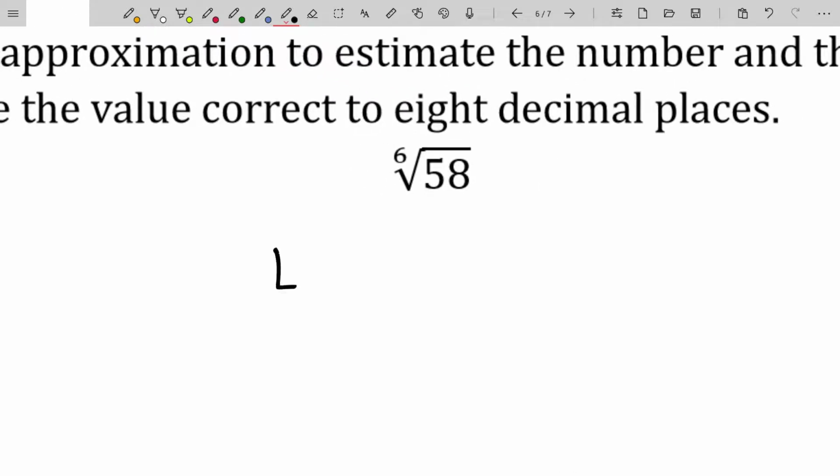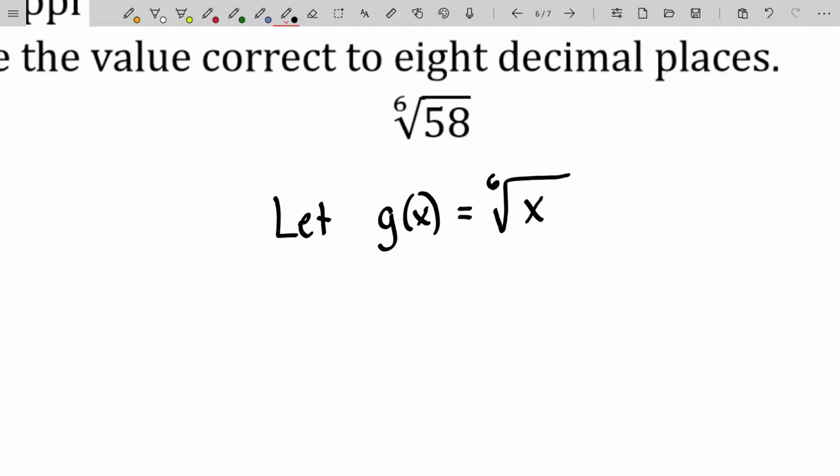So we're going to let g of x, I'm going to call it g because I'm using f for something else. We're going to let g of x equal the 6th root of x. Okay. And we want to approximate g of 58. So approximate.